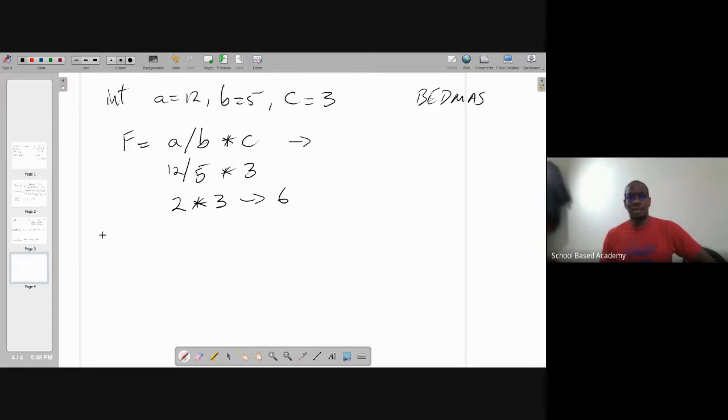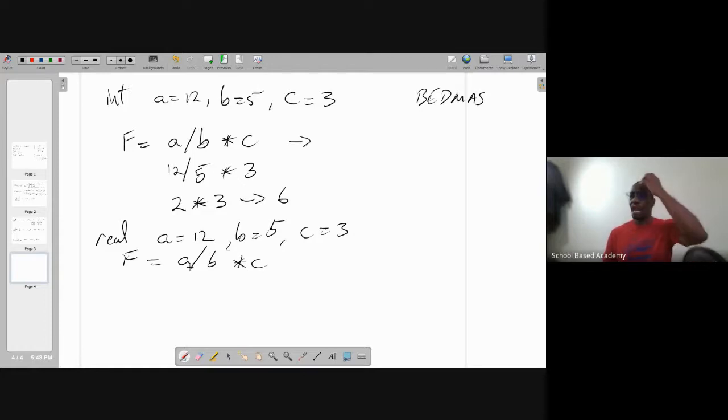But if I had the same expression, but I declared these variables as real. Real A is equal to 12, B is equal to 5, and C is equal to 3. F is going to have a bit of a different answer here. F is equal to A divided by B multiplied by C. In this instance now, what is the value of F going to return?